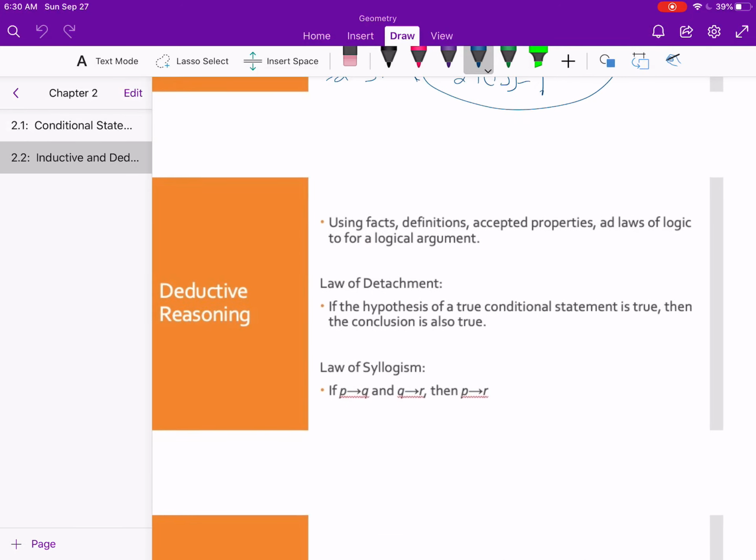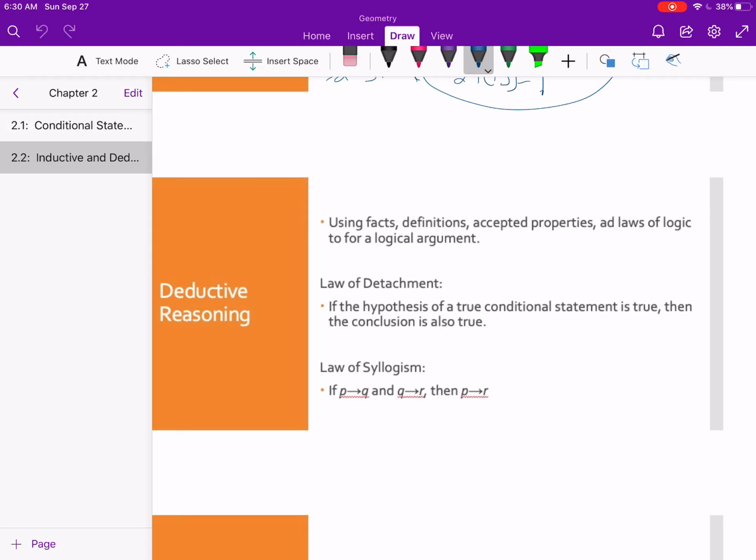So we talked about inductive reasoning. Now let's talk about deductive reasoning. So while inductive reasoning is patterns and kind of a little bit of guesswork, deductive reasoning uses facts, definitions, accepted properties, and laws of logic for a logical argument. So we have two things of deductive reasoning. So we have the law of detachment. If the hypothesis of a true conditional statement, so if your if-then statement is true, if your if part is true, then your then part also has to be true. That's the law of detachment.